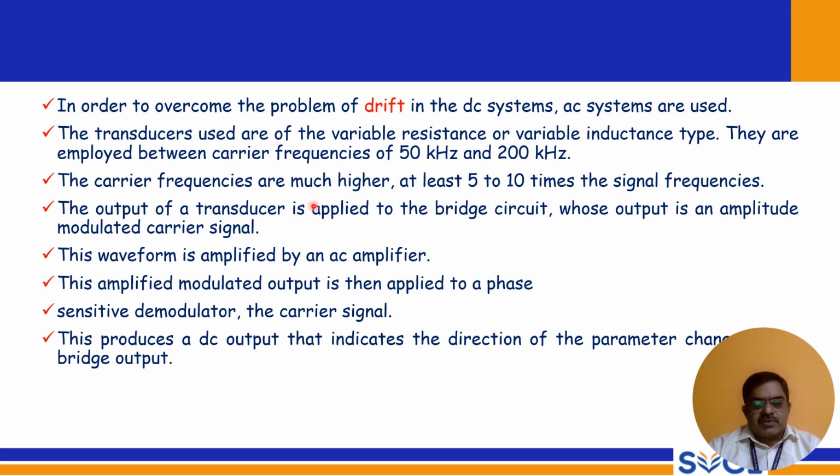The output of a transducer is applied to the bridge circuit, whose output is an amplitude modulated carrier signal, and this waveform is amplified by an AC amplifier. This amplified modulated output is then applied to a phase sensitive demodulator. This produces a DC output that indicates the direction of the parameter change in the bridge output. So this is the AC excitation.